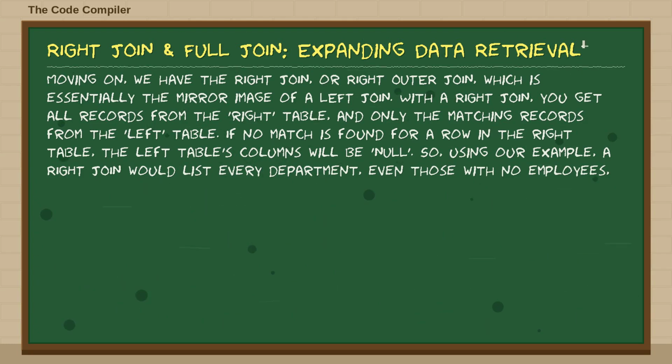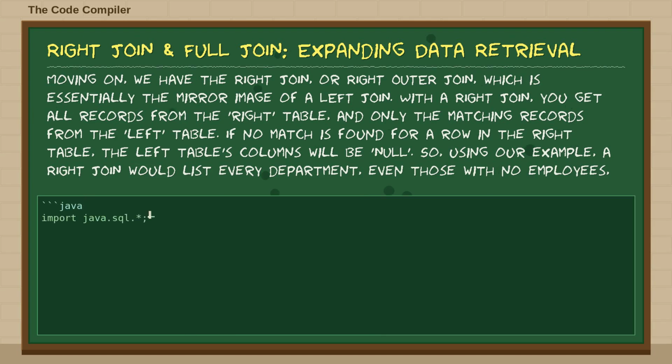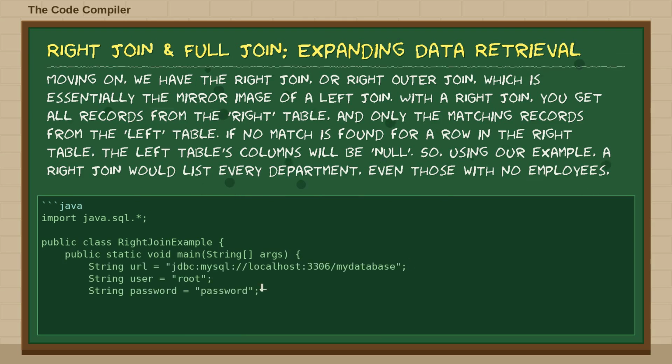We also have the full outer join, which returns all records when there is a match in either the left or the right table, showing null for non-matching sides. While less common in practice due to potential large result sets, it is good to know it exists. The whiteboard shows the SQL syntax for right join and a quick mention of full join, followed by a Java example demonstrating how to execute a right join query using JDBC. Again, the Java code structure for executing the query remains quite similar.